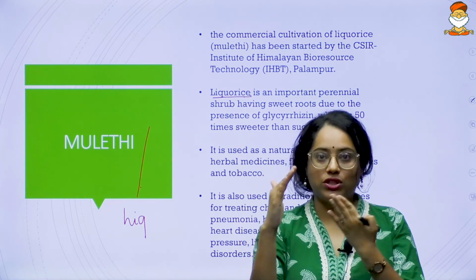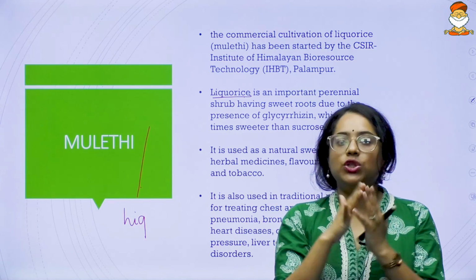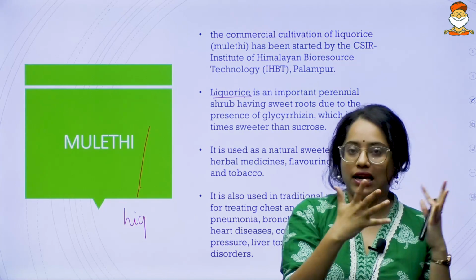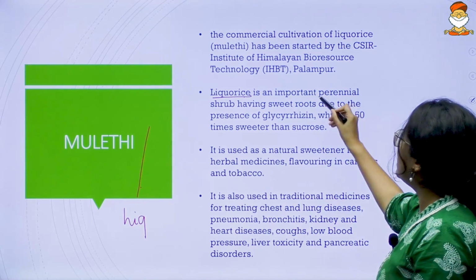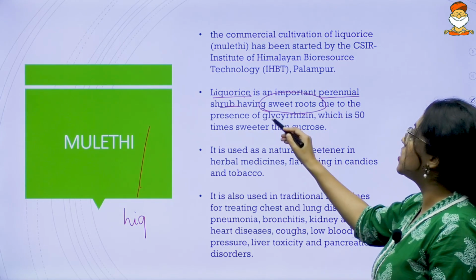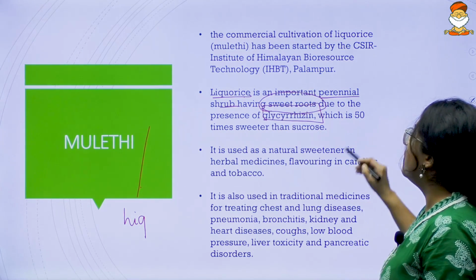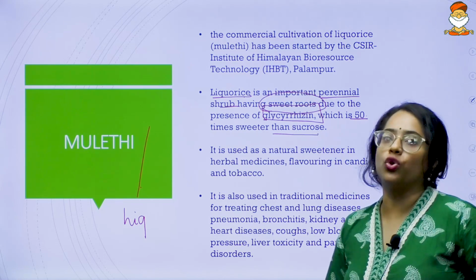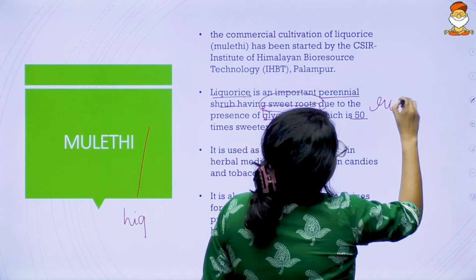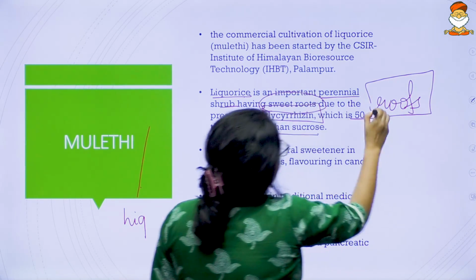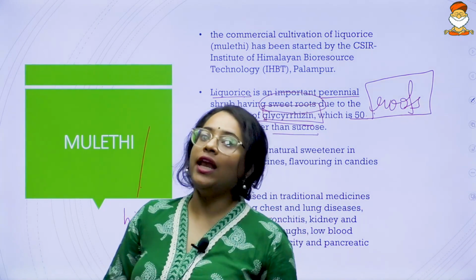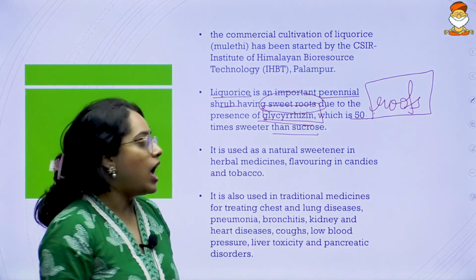Let's look at what was the reason for the news and what is the species. Primarily Mulethi or licorice, if they give you licorice also, understand it's related to this. It's a perennial shrub having sweet roots due to the presence of glycyrrhizin, which is 50 times sweeter than sucrose. Okay, so the roots of this plant have a very high presence of glycyrrhizin, making it extremely sweet.